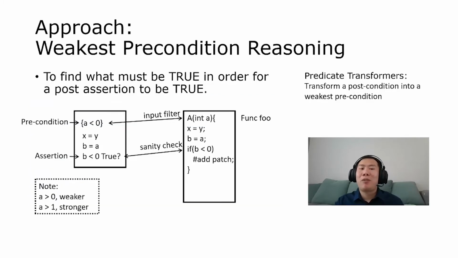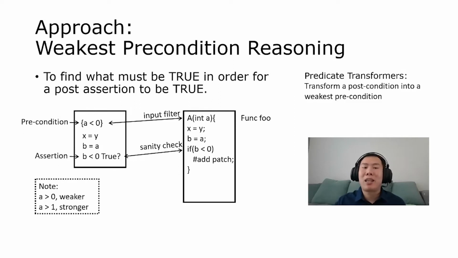Okay, after we figure out the goal and the type of the patch we want to convert, let's go into the detailed algorithms. First, I would like to introduce the weakest precondition reasoning technique. This technique tries to find what must be true in order for a post assertion to be true. Let's look at one example below.